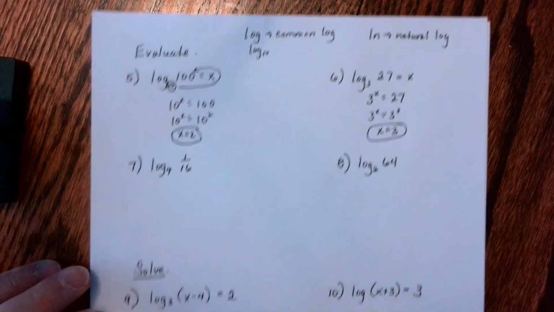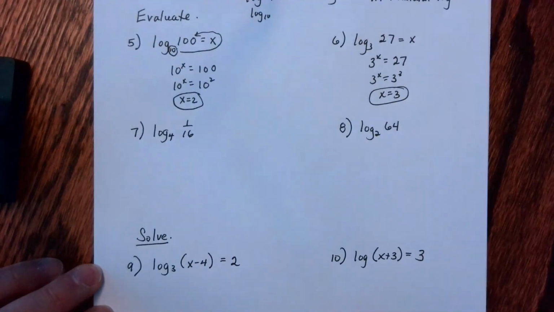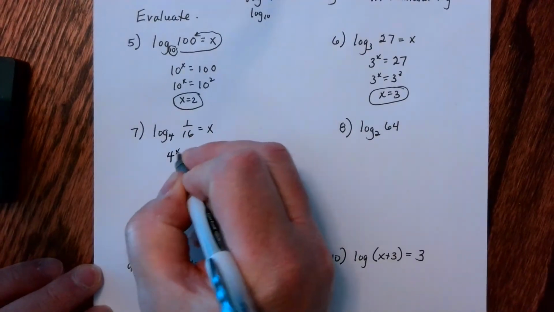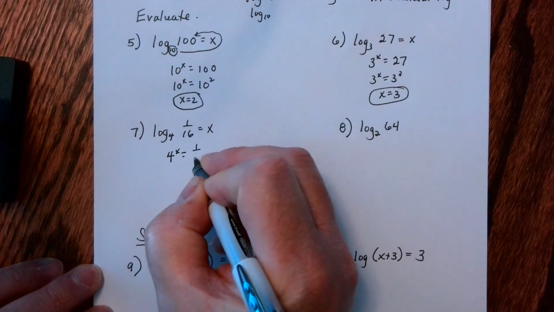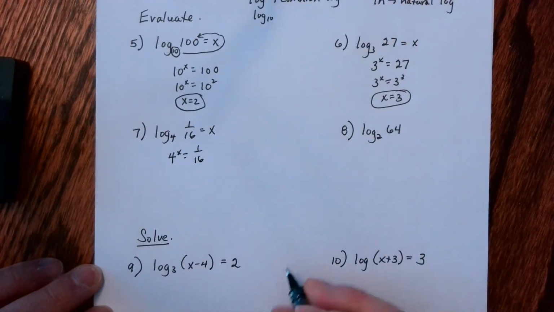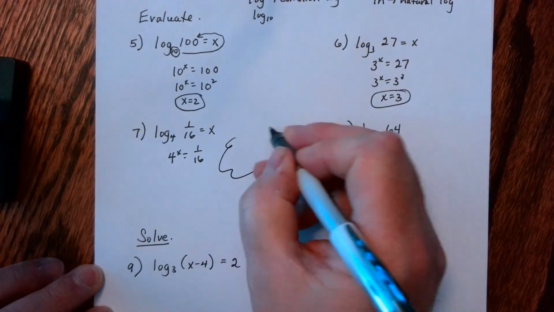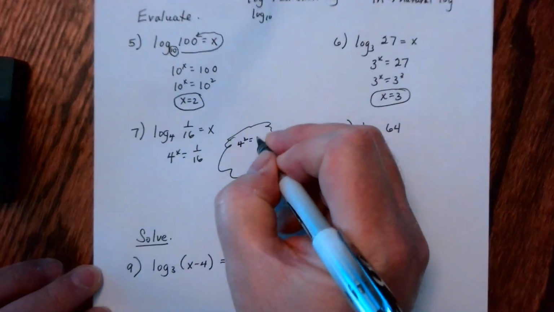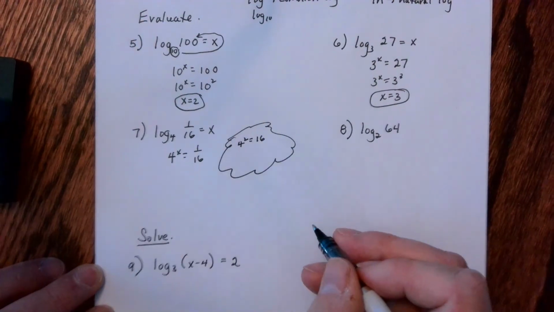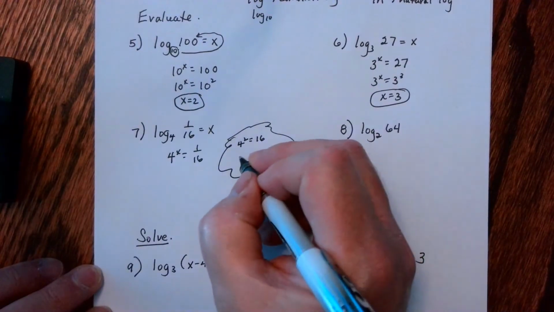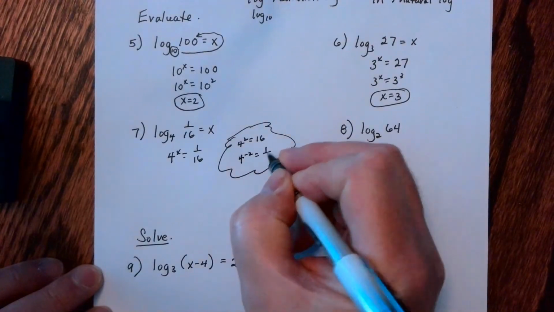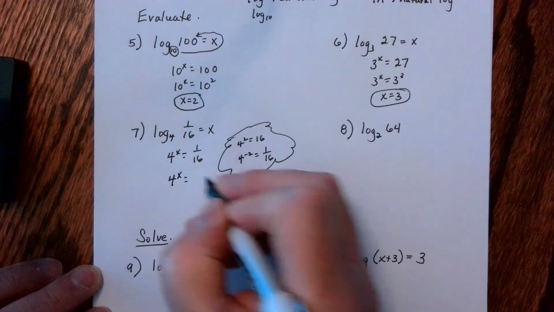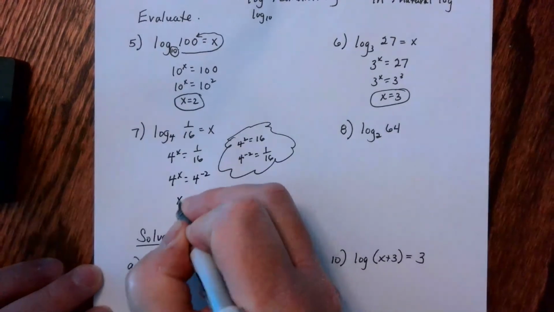Okay, moving right along to number 7, log base 4 of 1/16. Well, again, if I set it equal to x, I'm going to end up with 4 to the x power equals 1/16. Now, I do have to do a little bit of thinking here. 4 squared is equal to 16, but that's not 1/16. So how do I get that 16 in the denominator? Well, I make it a negative exponent. Okay? So therefore, 4 to the x power is equal to 4 to the negative 2 power, so x is equal to negative 2.